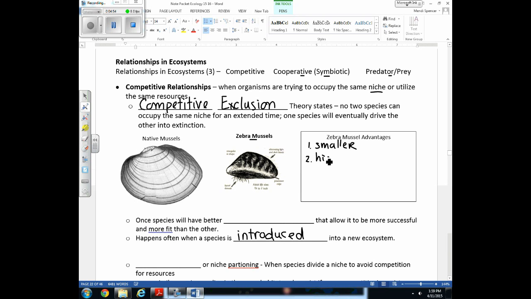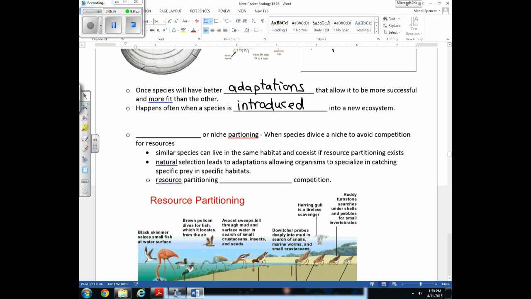These zebra mussels have a really high reproductive rate, so their population increases exponentially. Another advantage that we see, and this is with most introduced species, is that there aren't any native predators that are able to eat them. So in this situation, where we see two different species competing for the same niche, one species is going to have better adaptations. That's going to allow it to be more successful and outcompete that other species.